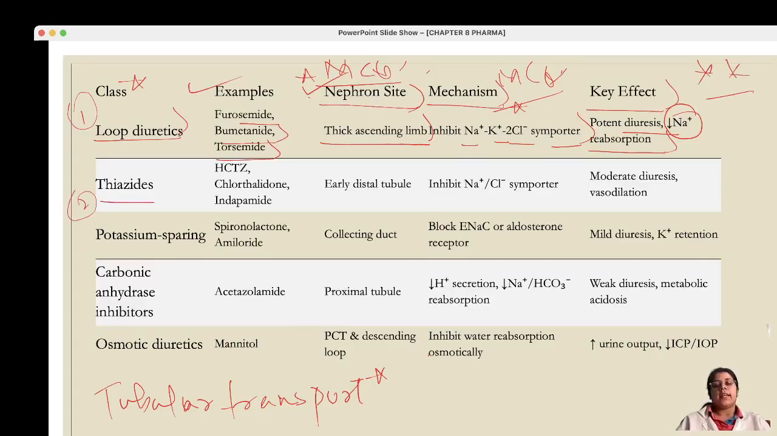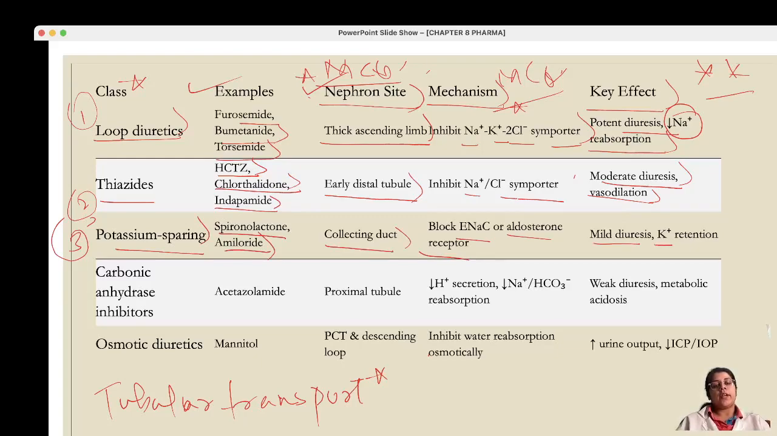Second is the thiazides. Examples: hydrochlorothiazide, chlorthalidone, indapamide. They act on the early distal tubule and inhibit the sodium chloride symporter. Okay. They have moderate diuresis and vasodilation. Third is the potassium sparing diuretics like spironolactone, amiloride. They act on the collecting duct and block the ENaC or aldosterone receptors. They have the effect of mild diuresis and potassium retention.